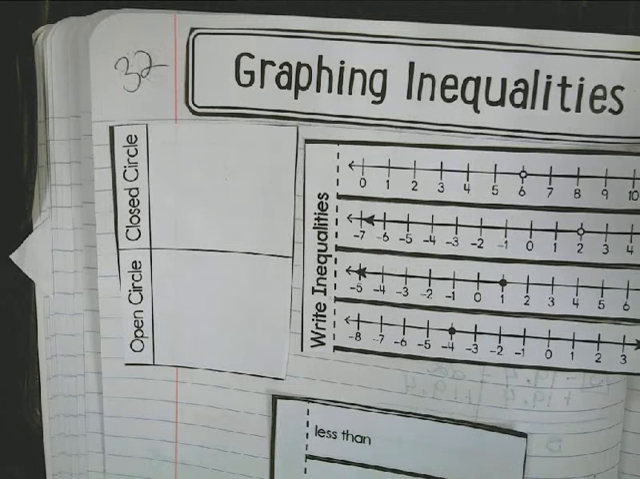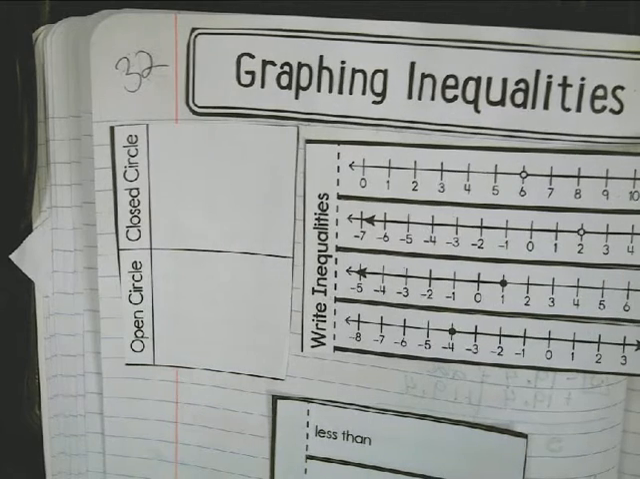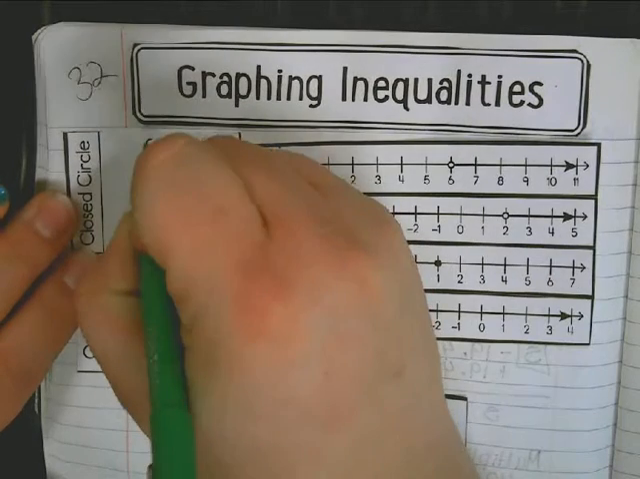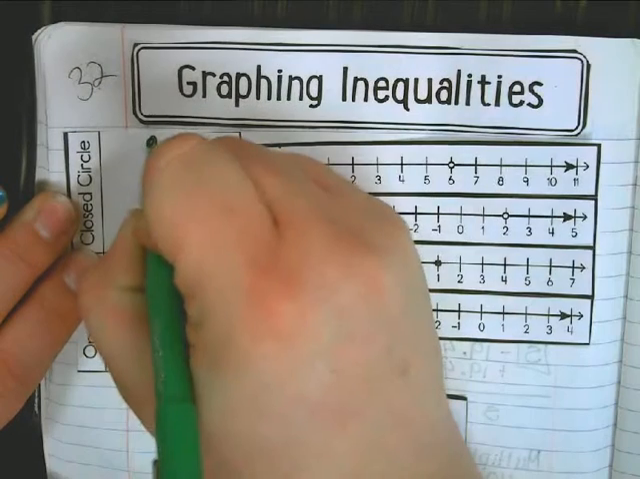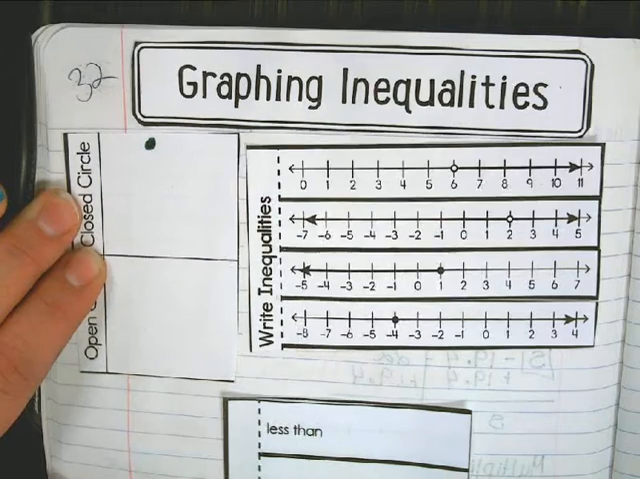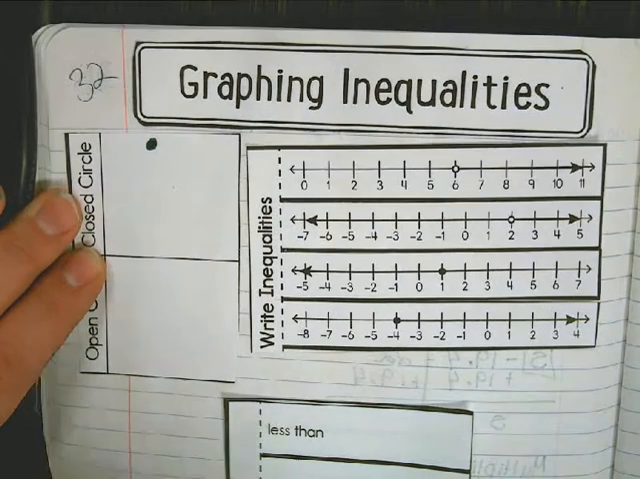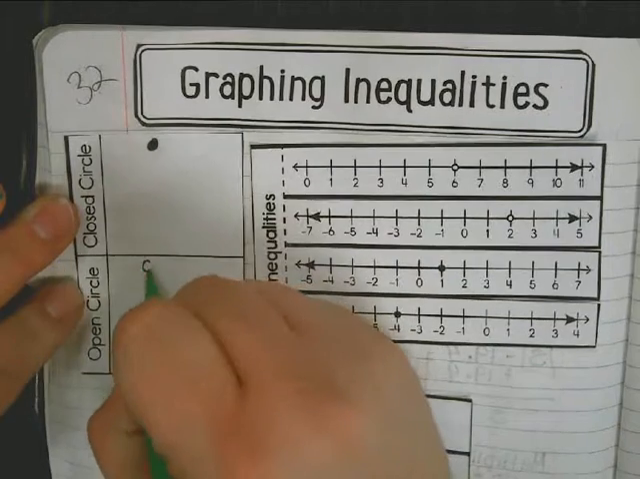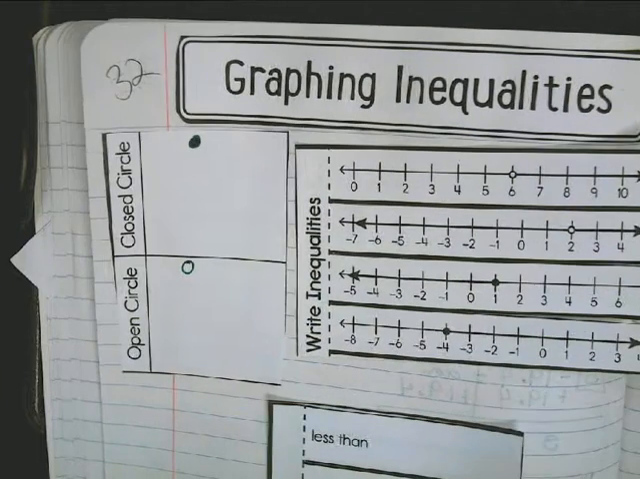Okay, so we're going to look at graphing inequalities. When you graph inequalities, there are two different circles you have to know about. There's the closed circle, which is a circle filled in, or there's an open circle. That's just the open circle with nothing filled in the middle.